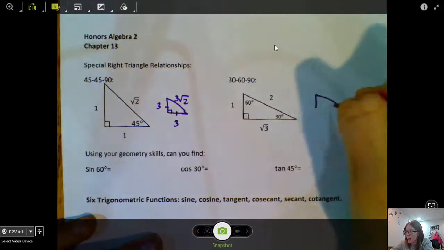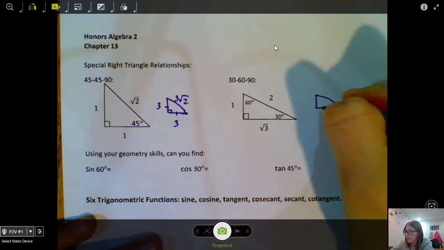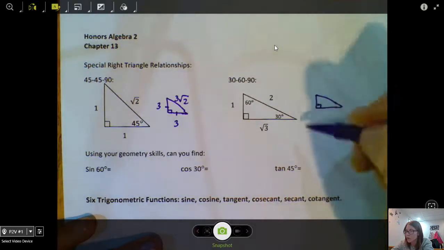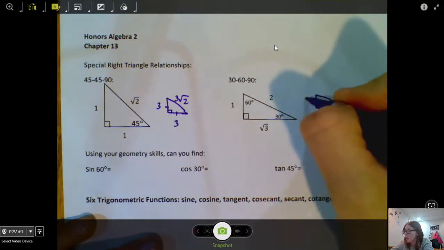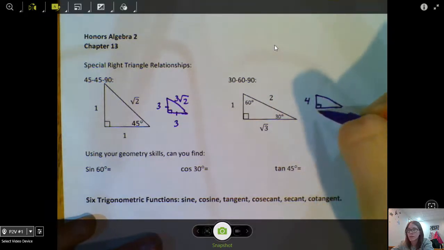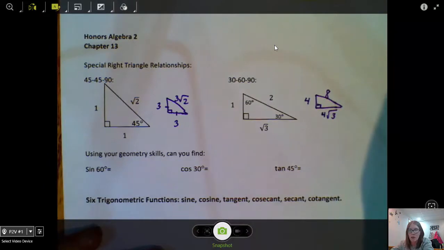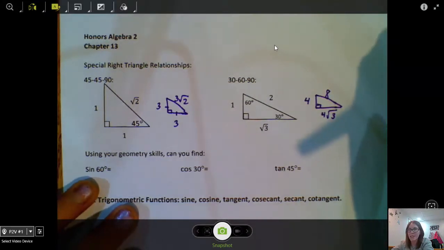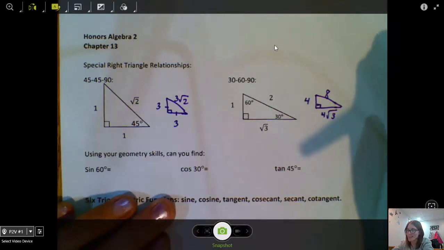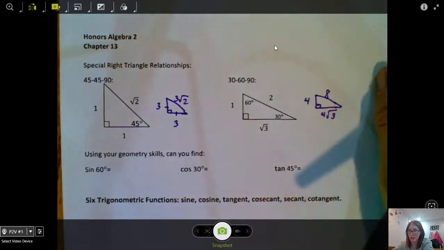So you could potentially have a 30, 60, 90 triangle whose short leg is 4. The long leg would be 4 square root of 3. And the hypotenuse is twice the length of the short leg. So it'd be 8. Those are all possibilities. Now, using your geometry skills, can you find the sine of 60 degrees, the cosine of 30 degrees, and the tangent of 45 degrees?